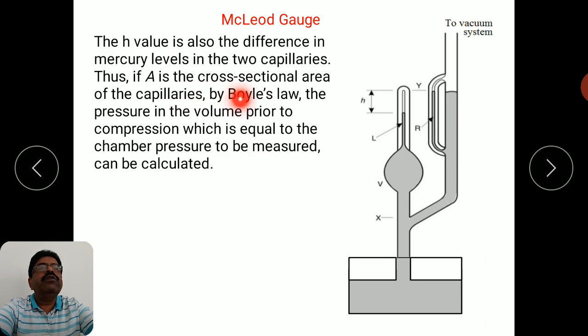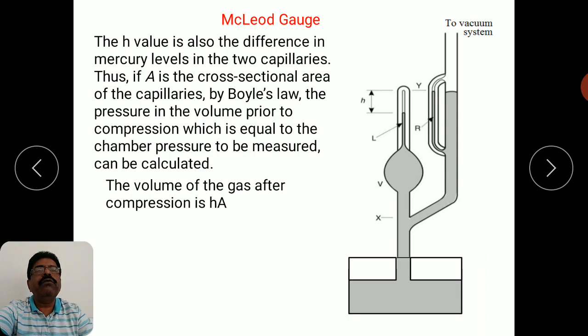Now if A is the cross sectional area of the capillary, either L or R because both are the same, then by Boyle's law we consider the pressure in the volume prior to compression, that is, when we have not applied pressure here and the mercury has not risen here. So by Boyle's law, the pressure in the volume prior to compression, which is equal to the chamber pressure to be measured, we can calculate easily. How to calculate? Let us see now.